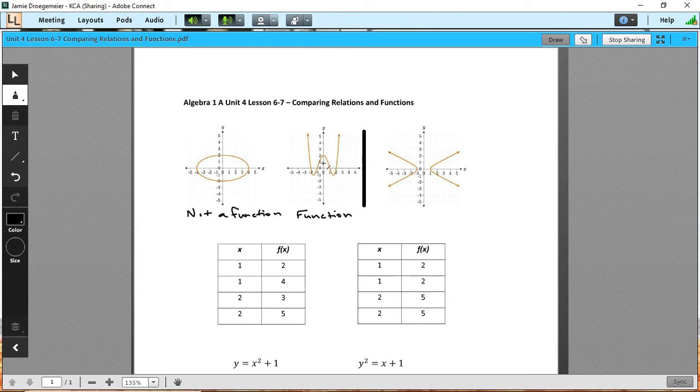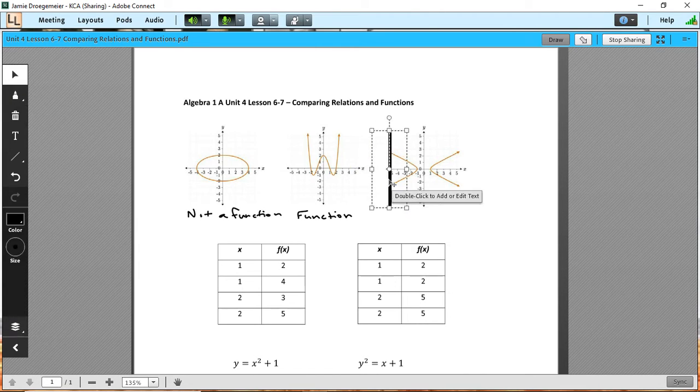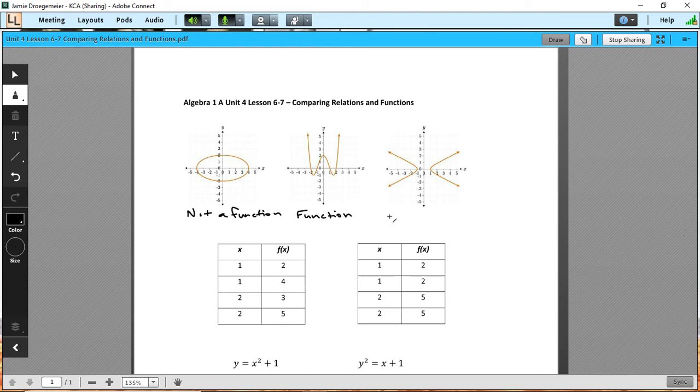And then my last one here, and you can probably tell already, when I drag my line across there, it's hitting multiple points at a time. Here it's hitting more than one point at a time. And so that one is not a function. We're going to have input values that have more than one output value. So another way you could think of it is, say when x is 2, well, I have a y value here. I also have a y value here.